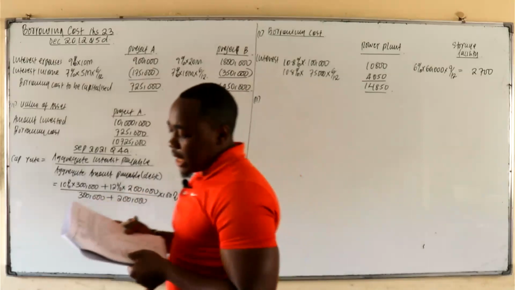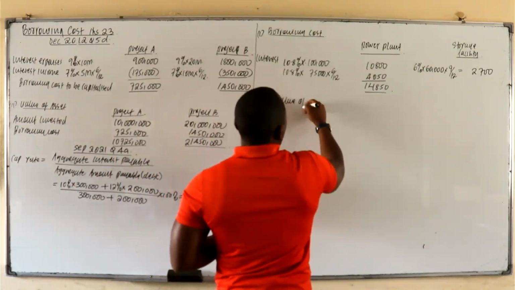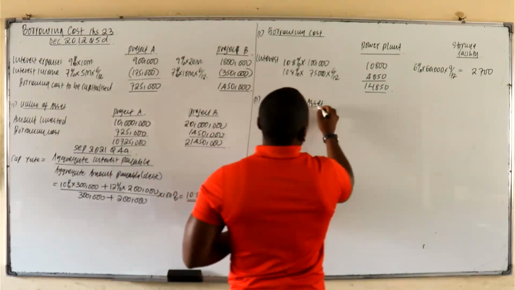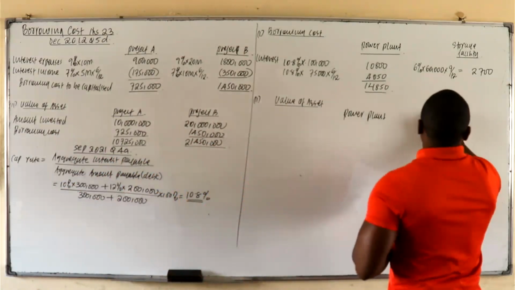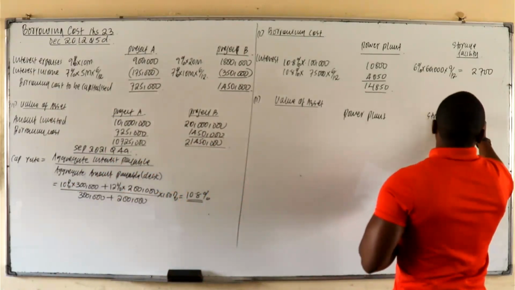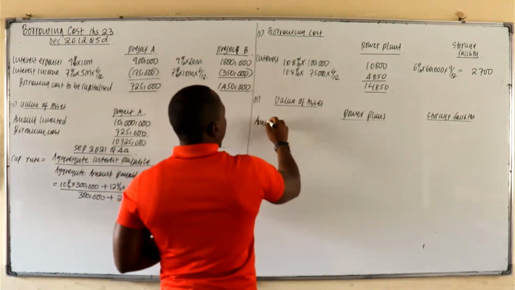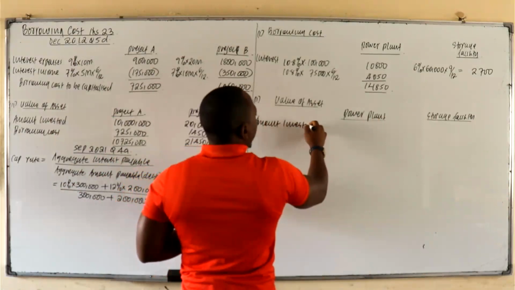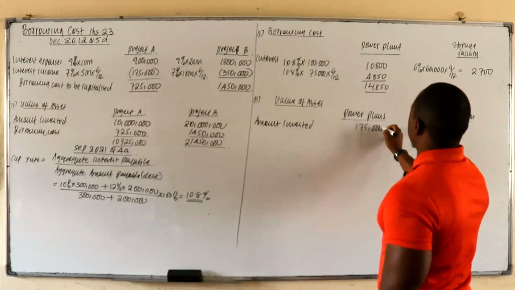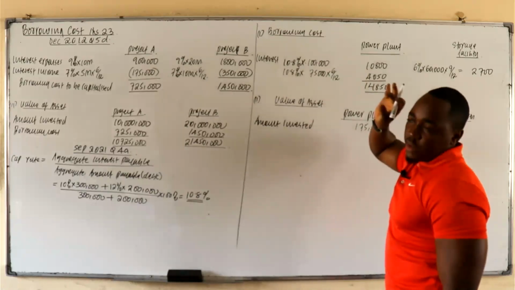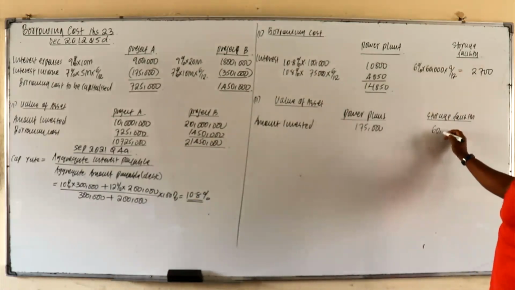Number 2. The value of the asset in the books of Darubini Limited. Value of the asset. So we have the power plant. Here we have the storage facility. So you'll take the amount invested. By the end of the year, for the power plant, we have already invested an amount of 175 million: 100 million at the beginning, and after 6 months, we invested an additional 75. For the storage facility, we invested the entire 60 million.